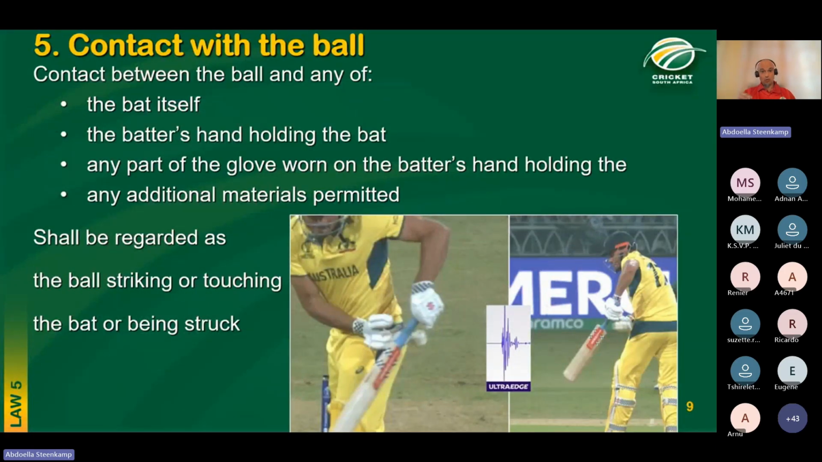Now, according to the law, the ball needs to make contact with the glove worn on the batter's hand holding the bat. Because Marcus's right hand, which the ball touched, is not holding the bat, this is seen as the ball not touching the glove. So this should have been given not out on field because the man is not holding the bat when the ball touched it.